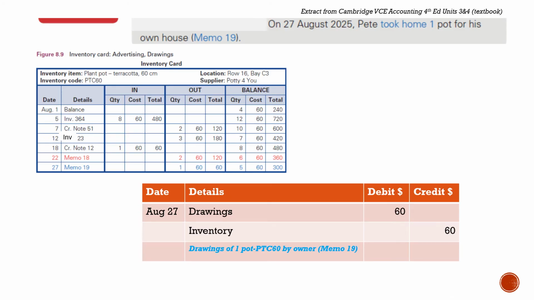Owners may also take home inventory for personal use. In this example here, the owner has taken home 1 pot for his own house. In the inventory card, this has been reflected in the out column. Here's a withdrawal of 1 unit of inventory with a cost price of $60 per unit. In the general journal, we record a credit of $60 to the inventory account to show a decrease in the inventory, and we record a debit of $60 to the drawings account to recognize that the owner has withdrawn the inventory for personal use.